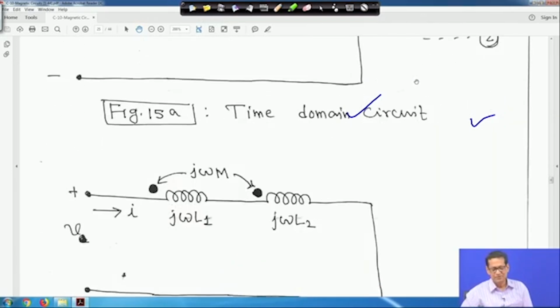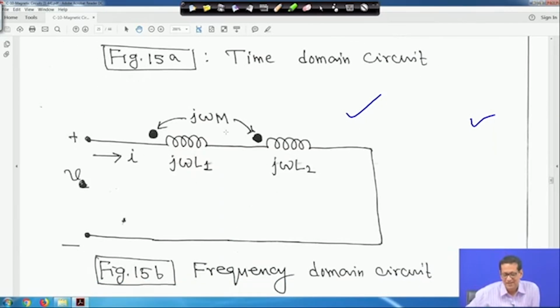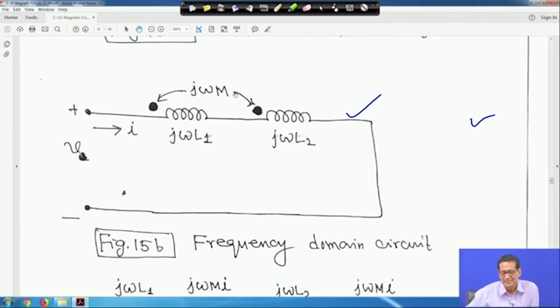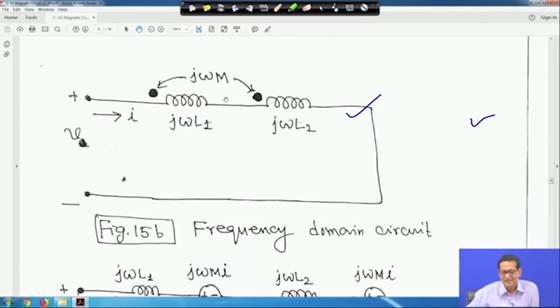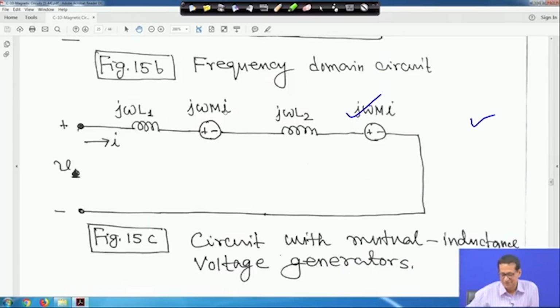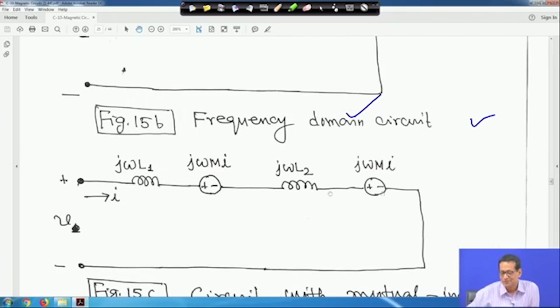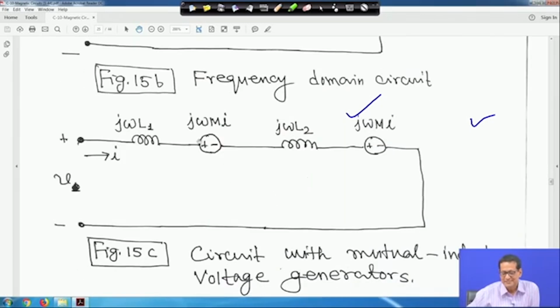So this is the time domain. Now if you come to the frequency domain, the mutual inductance will be jωM, and these are jωL1 and jωL2. So this is a circuit with mutual inductance voltage generators. I told you it will be repeated twice. So jωL1 I and jωM I, and jωL2 I and jωM I. I told you it will be repeated. This way you can represent the circuit in the frequency domain.